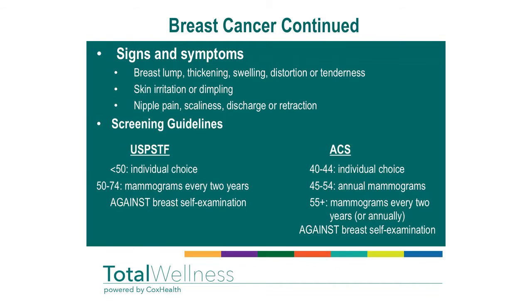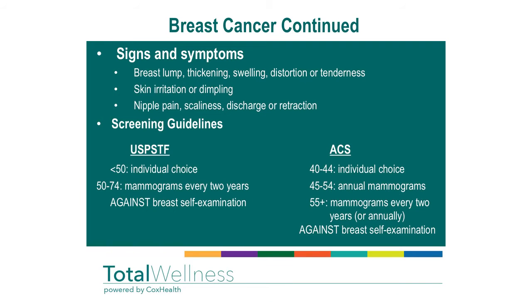Signs and symptoms of breast cancer, any sort of breast lump, thickening, any sort of irritation, even skin rashes. Inflammatory breast cancer actually shows as a skin rash. It doesn't show as any sort of lumps, so that's something to keep in mind. Any sort of nipple pain, scaliness, discharge, any of those things can be a sign of breast cancer. So if you are someone who does self-breast exams, anytime you have anything like that happening, it's important to make sure you see that family physician and see if further testing is needed.